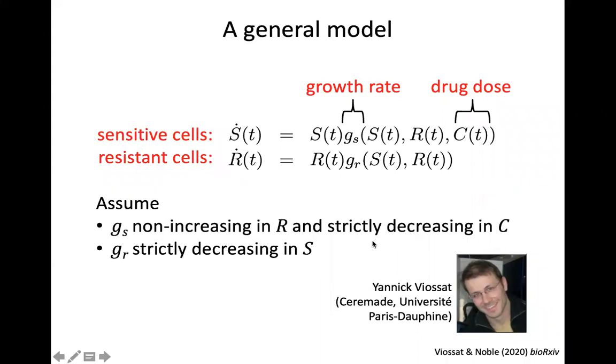And then we assume that the growth rate of the resistant cells is strictly decreasing in S. In other words, the resistant cells suffer from competition with the sensitive cells. These are the key assumptions. We make a few other technical assumptions, but these are the most important ones.